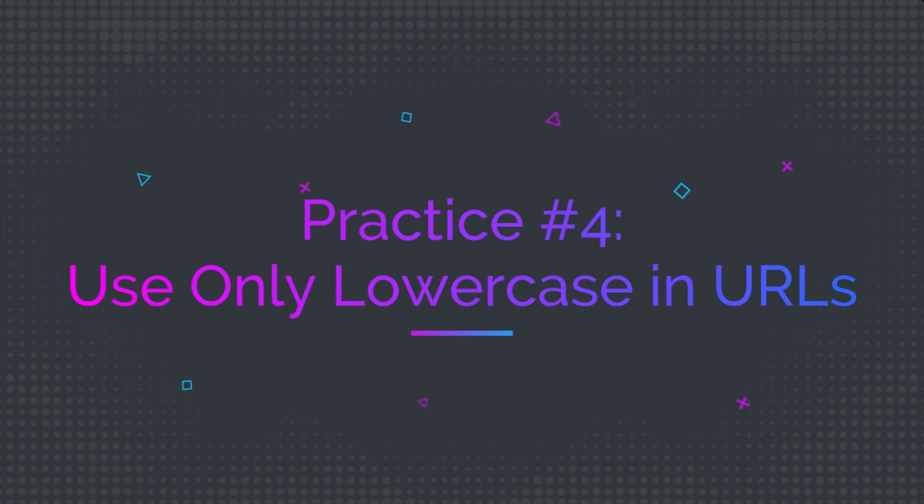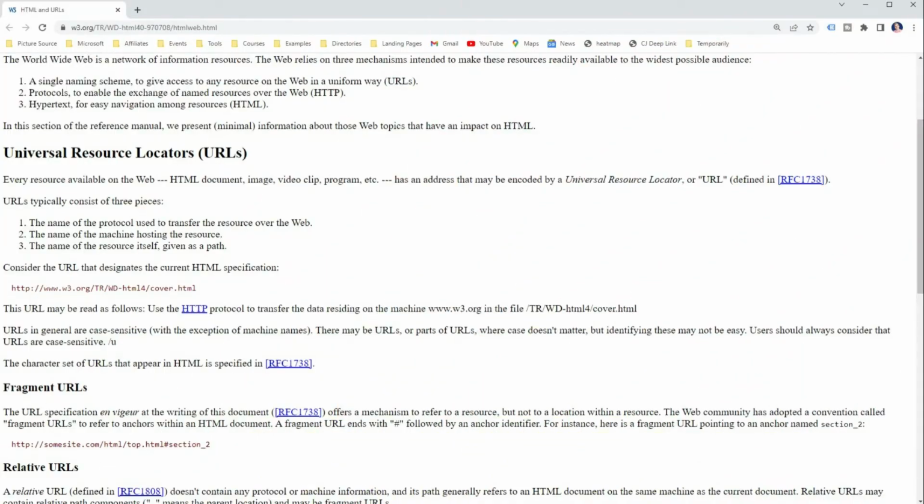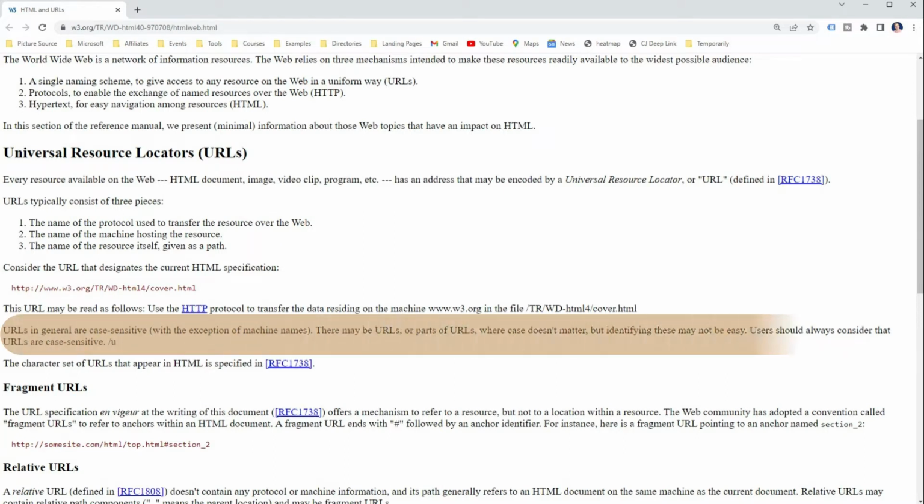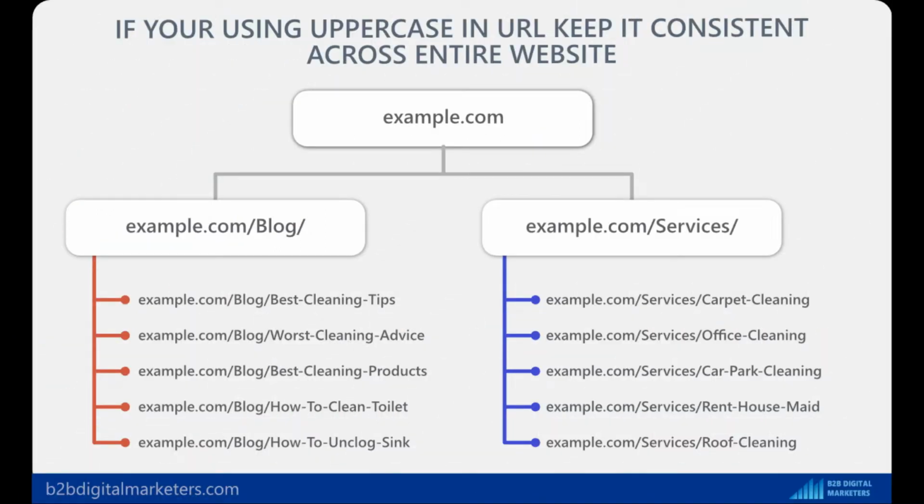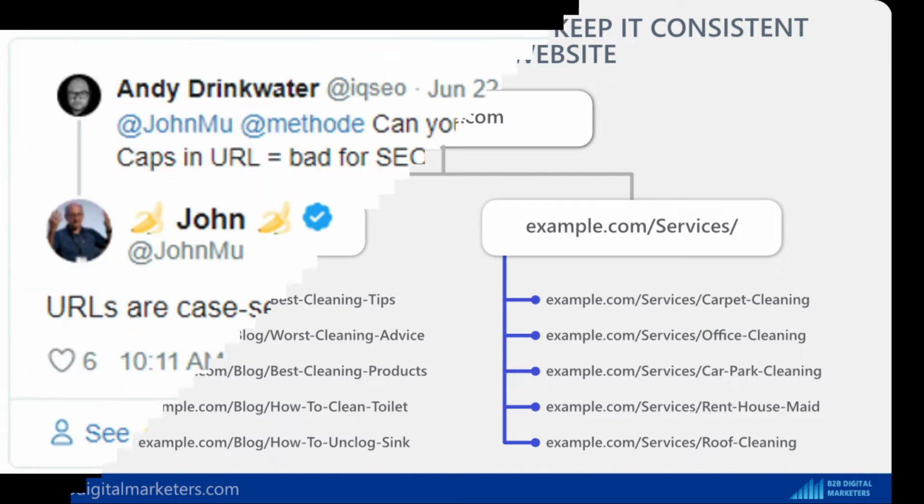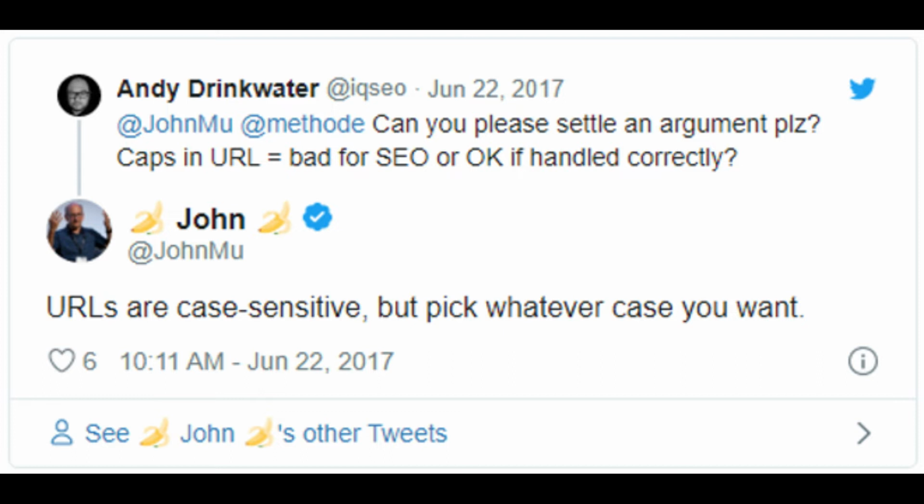The fourth best practice for SEO-friendly URLs is to only use lowercase to keep consistency and to avoid having problems with 404 pages. As stated in the HTML and URLs document, URLs in general are case sensitive, with the exception of machine names. There may be URLs or parts of URLs where case doesn't matter, but identifying these may not be easy. Users should always consider that URLs are case sensitive. This means that you can use uppercase in your URLs, but it should be standardized across all your website. That's also approved by John Miller in his response.